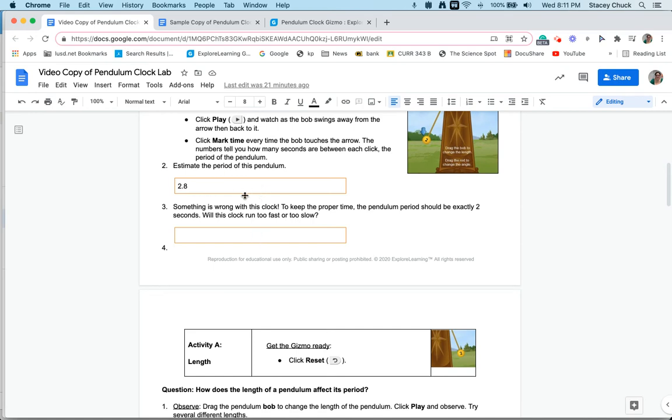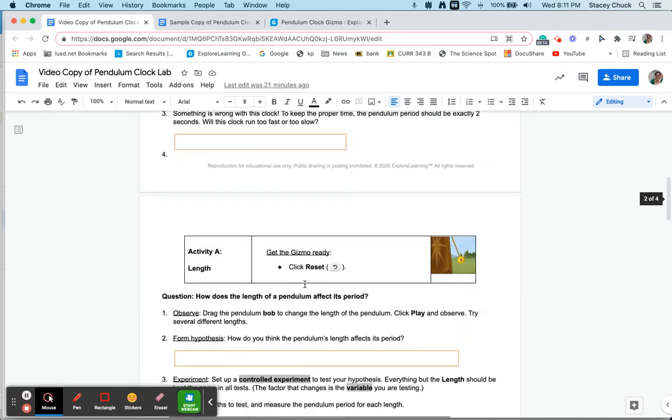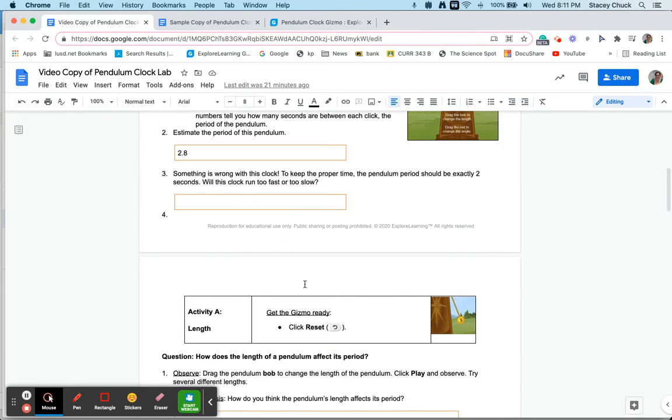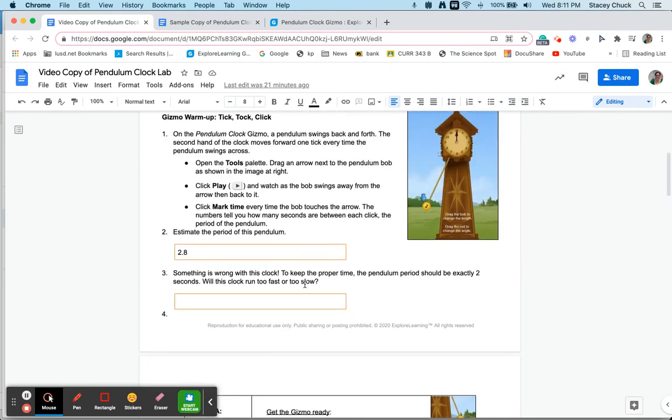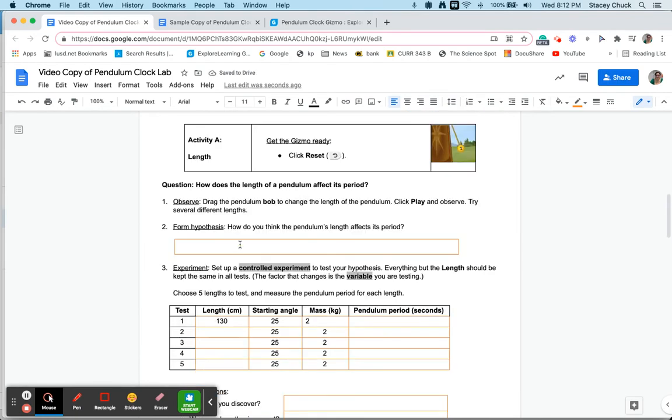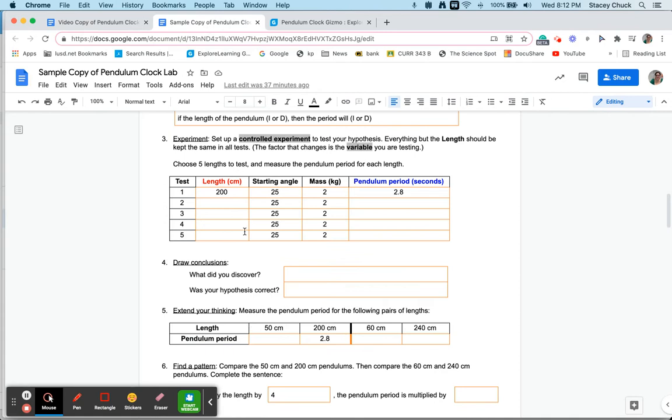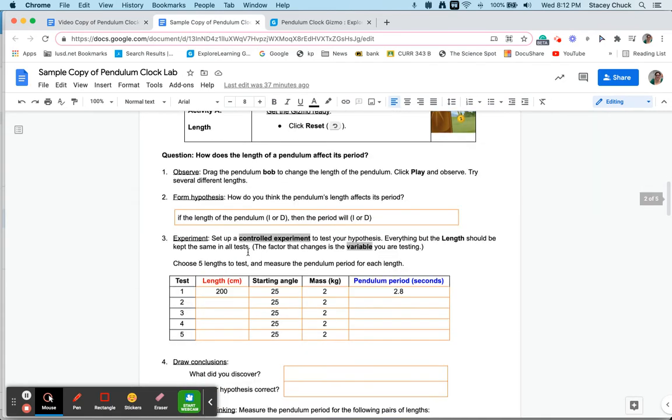We estimated that it was about 2.8, which is almost exactly what we got in the experiment as well. Okay, so 2.8 seconds was our original estimate. This is supposed to say too slow. Okay, hypothesis. So that came over from this one.